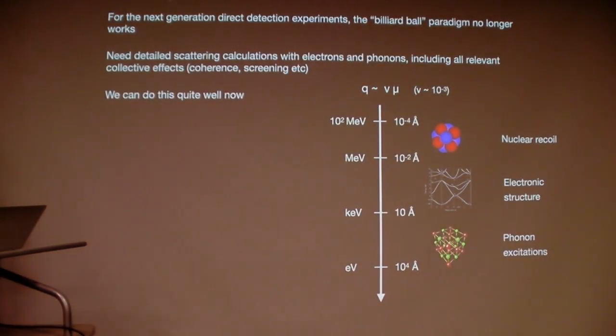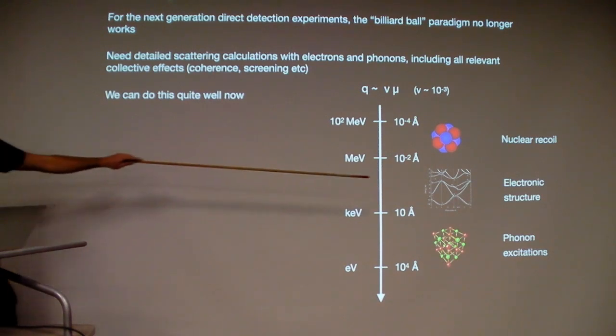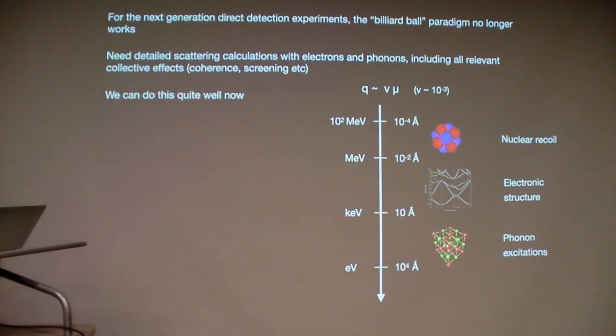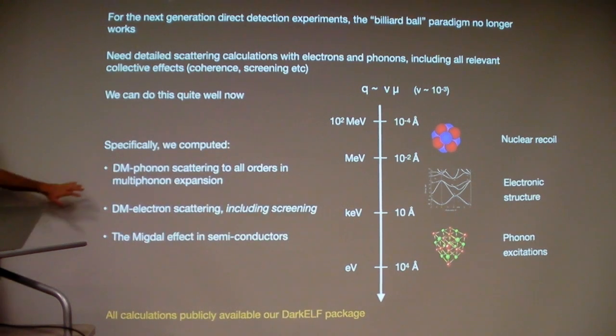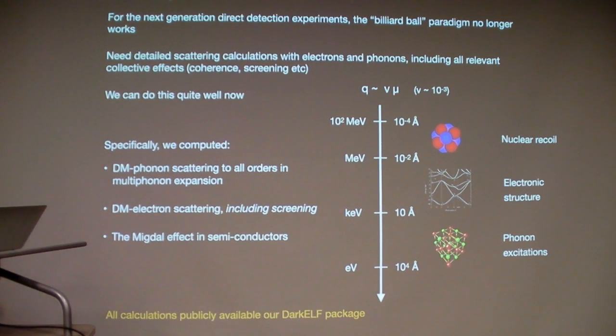All right, and so with that we wrap up. So the billiard ball picture is no longer good. You need to account for the fact that stuff is complicated in the real world once you get to long wavelengths. And we've gotten pretty good at this. I think we have the dark matter phonon scattering pretty well under control to all orders now since this year. And electron scattering, we're almost there. Once we fix up this issue of the semi-core electrons, I think we're also in a very good spot there.